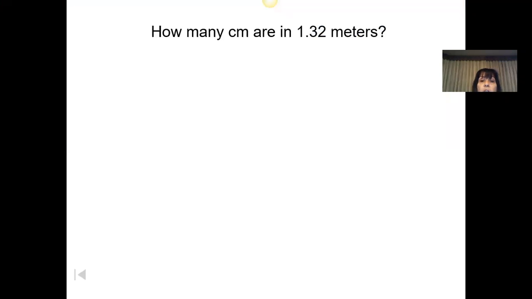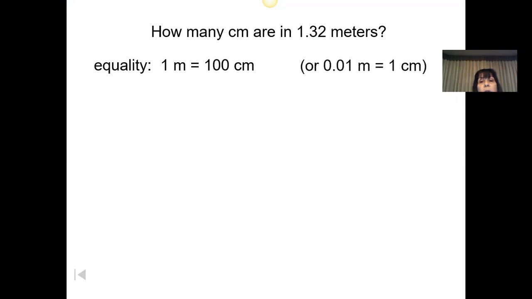If I change the problem up and I go into the metric system, I can now try centimeters to meters. I'm starting with 1.32 meters. Again, the equality that I will use is that 1 meter is equal to 100 centimeters. And again, you do need to know the conversions. You can use the one with the decimal, but it will be easier if you stick to a conversion that has whole numbers in the two parts if you can.